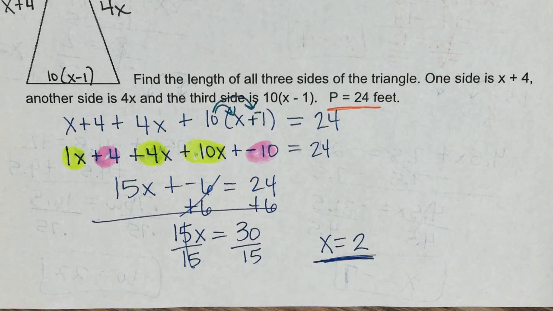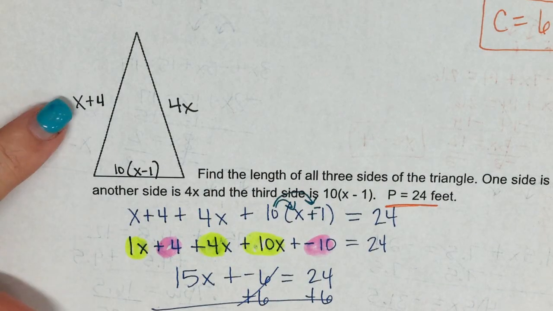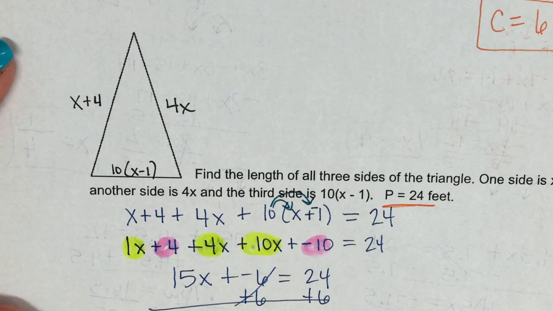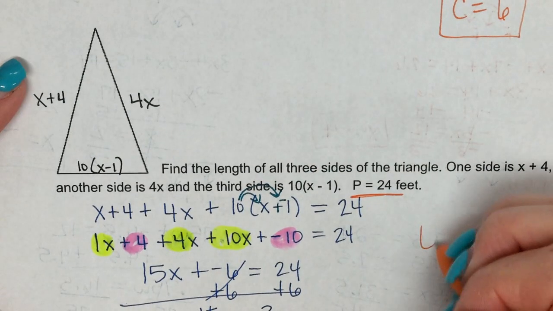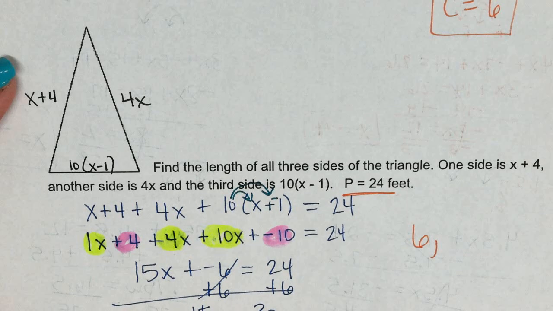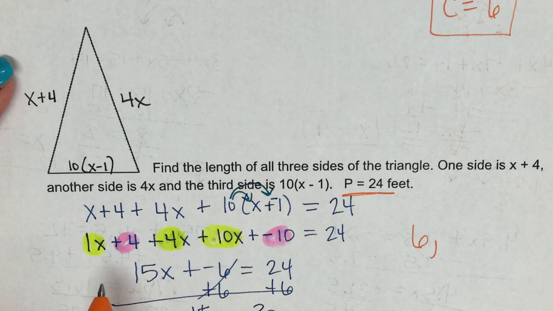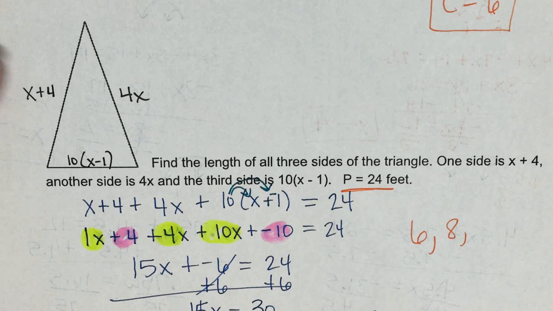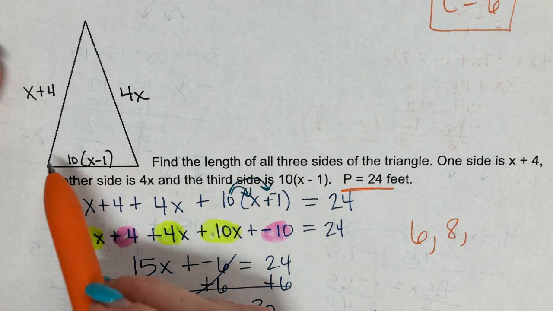So I've got to take x and plug it in for each side. Everybody look. This side is x plus 4. Well, what is x? 2 plus 4 is 6. So the first side length is 6, comma. The second side length is 4 times x. Well, 4 times 2 is 8. And the last side length is 10 times x minus 1. Well, what is x? 2. What's 2 minus 1? What's 10 times 1?